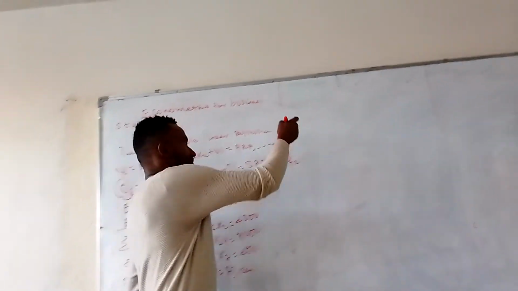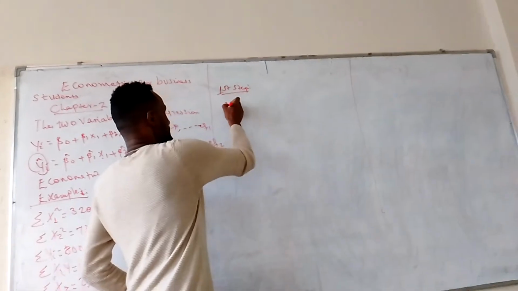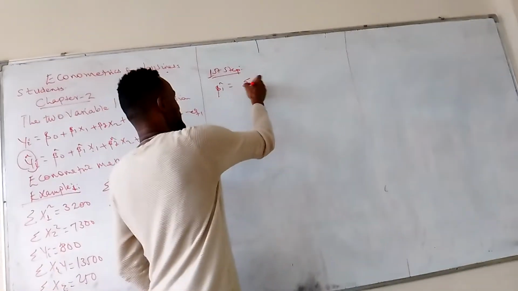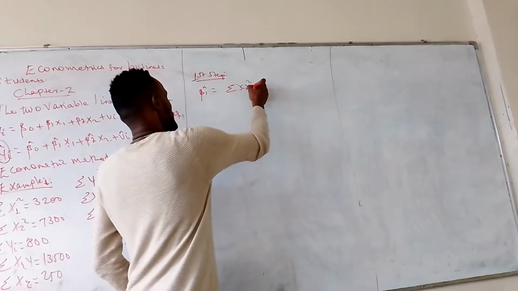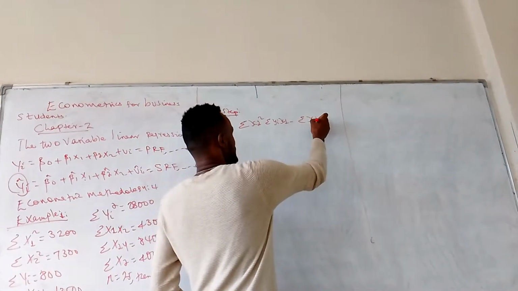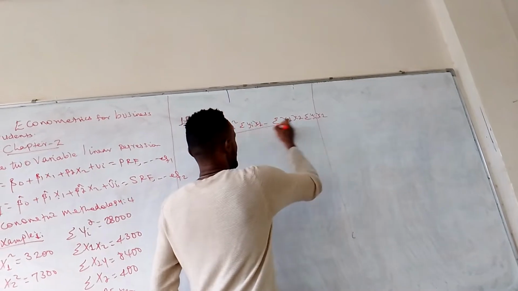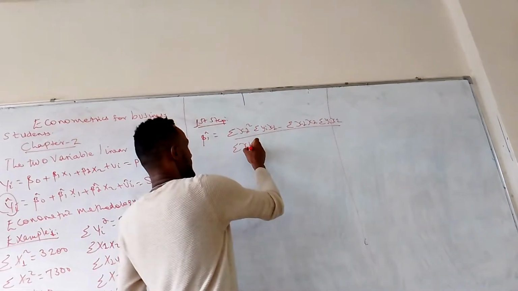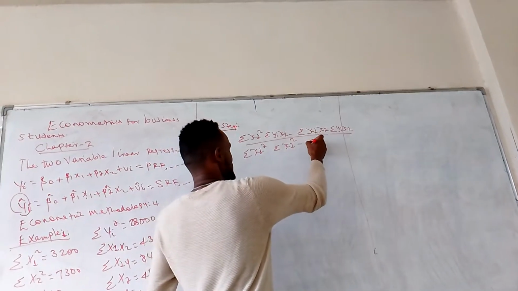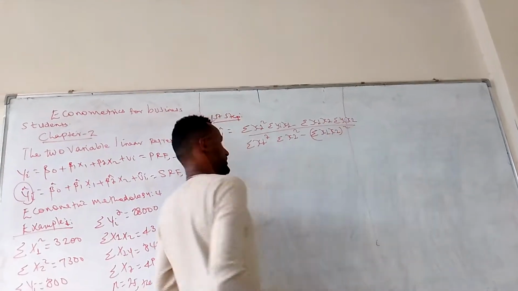So, as the first step, the estimated value of beta 1. The general formula is the summation of x2 squared times the summation of yi x1, minus the summation of x1 x2 times the summation of yi x2, divided by the summation of x1 squared times the summation of x2 squared, minus the summation of x1 x2 squared.